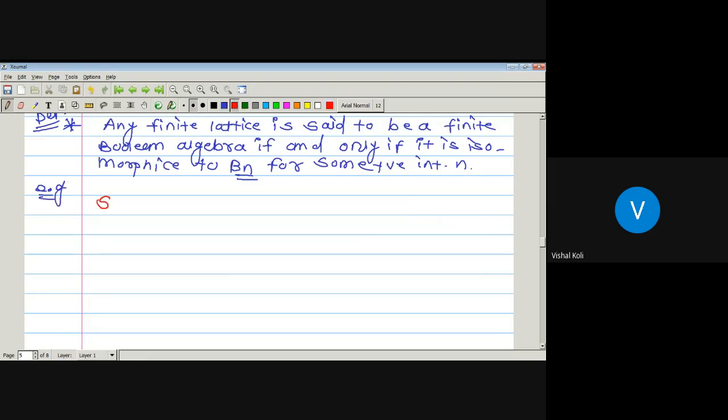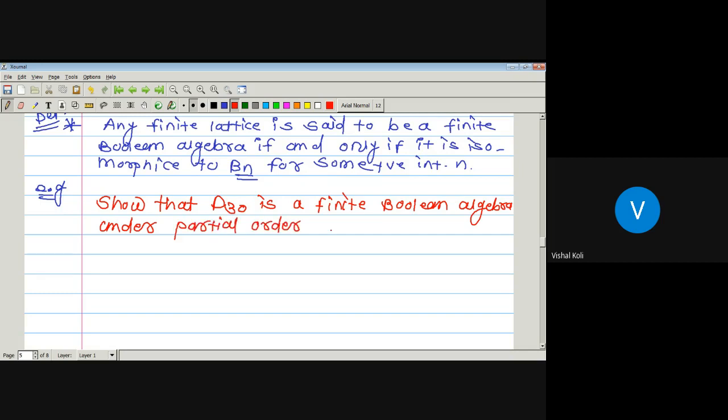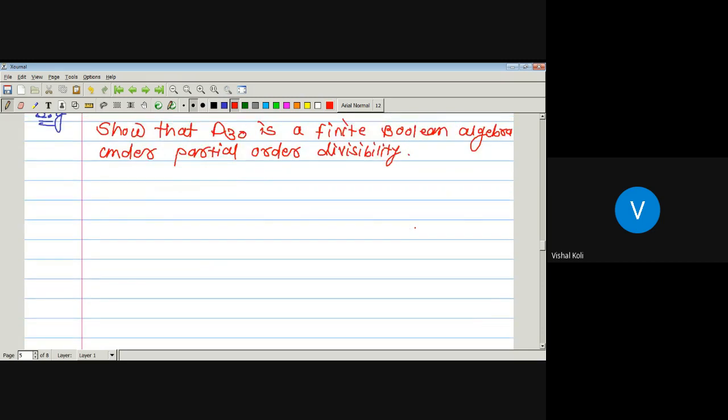Show that D30 is a finite Boolean algebra under the partial order of divisibility. Okay, so here we have one lattice which is also finite, since D30 is nothing but, what is D30?